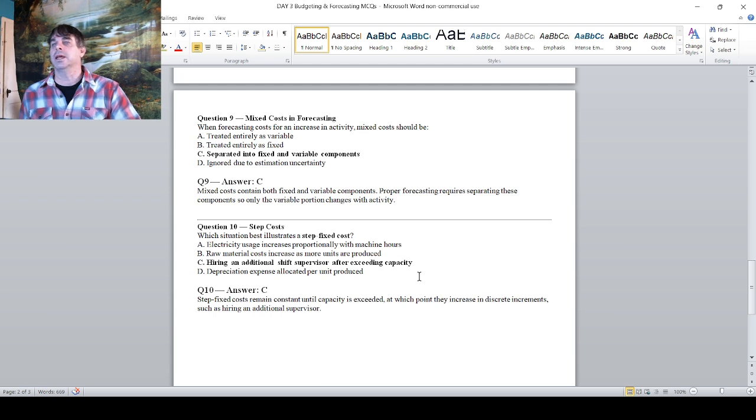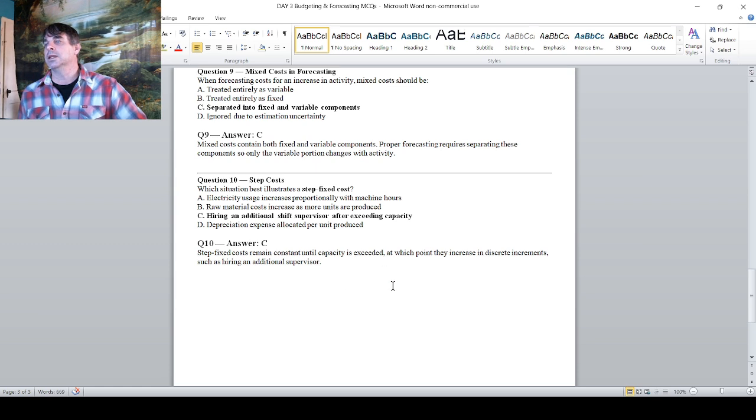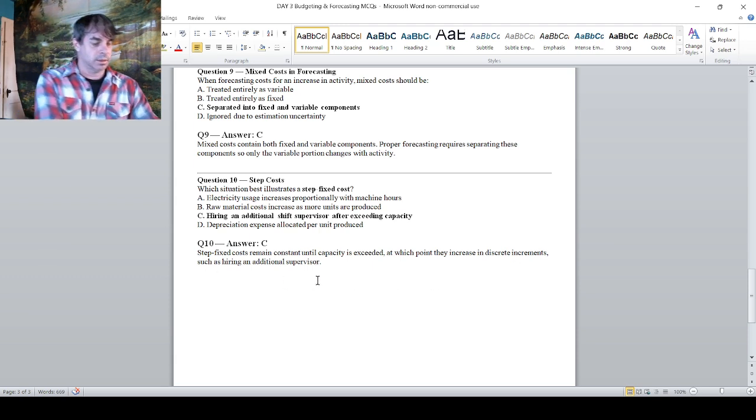And question 10, step costs. Which situation best illustrates stepped fixed costs? C, hiring an additional shift supervisor after exceeding capacity. Step fixed costs remain constant until capacity is exceeded, at which point they increase in discrete increments such as hiring an additional supervisor.